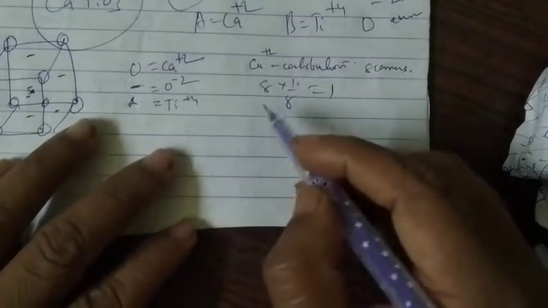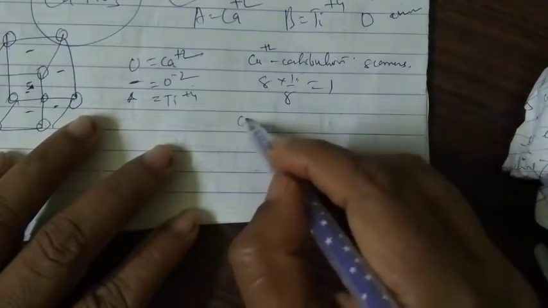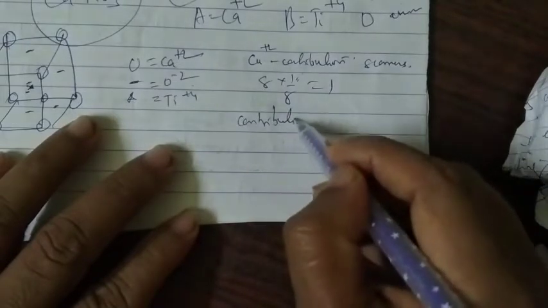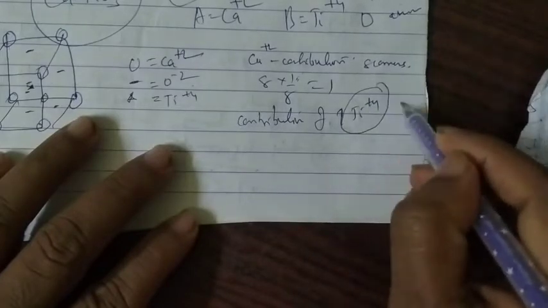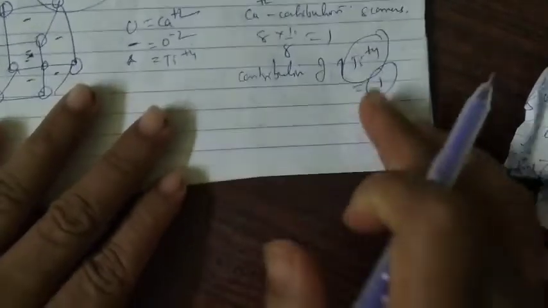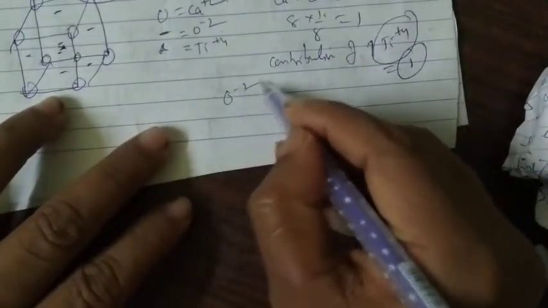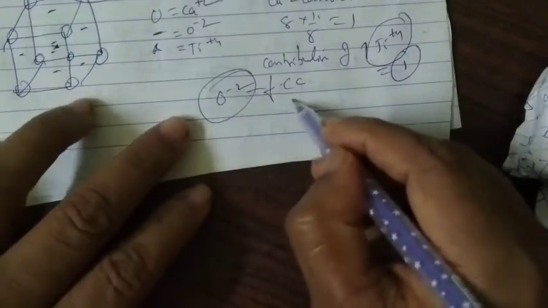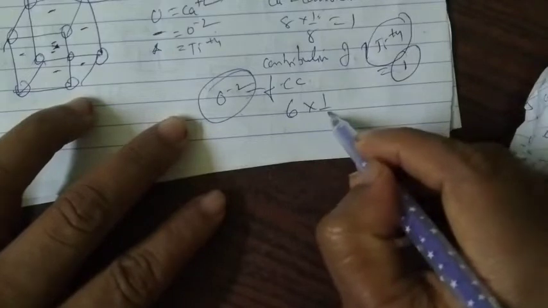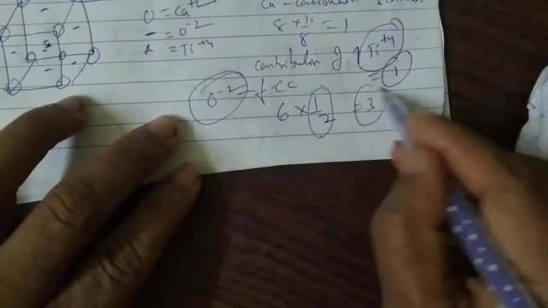Next, the contribution of 1 Ti plus 4 located at the center is equal to 1. Only 1 is located at the center. And finally O minus 2, located where? At the face centers, so how many? 6 into 1 by 2, that is the contribution at the faces, which is 3.